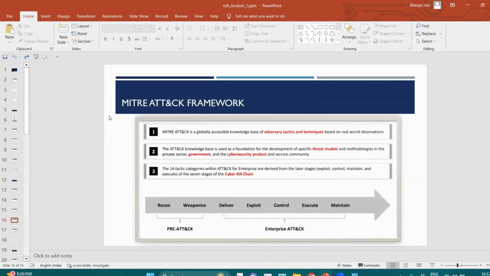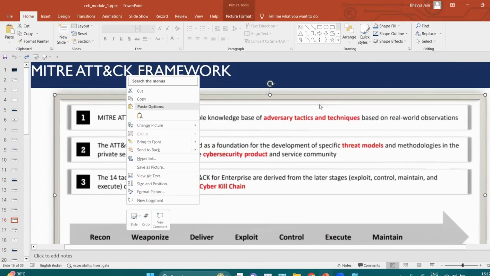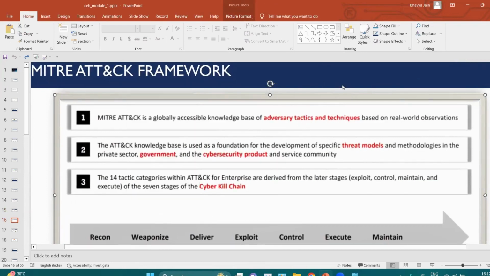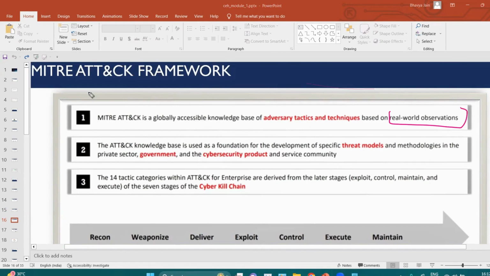So it is another framework which is similar to the cyber kill chain, but there's something special about this MITRE ATT&CK framework, which is that this particular framework is based on real world observation. Okay, and we can apply this framework in any sector of the economy. For example, we can apply it in the private sector, in the government sector, in any product based company or any services based company. Okay, that is the benefit of using this framework.